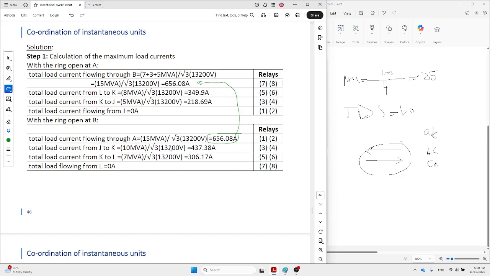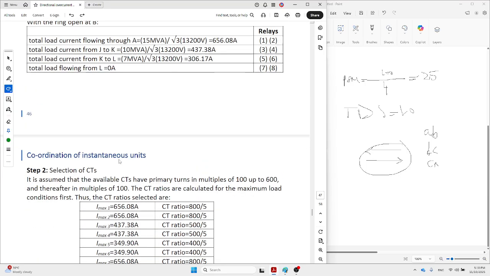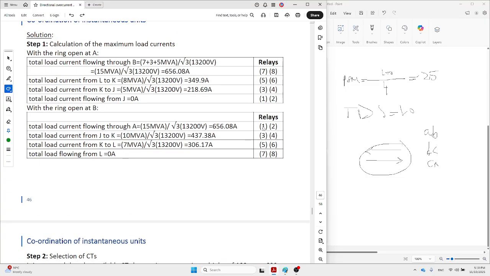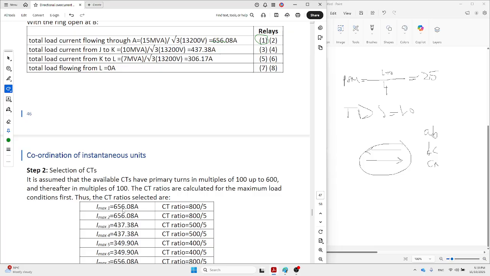So you can do the other calculation by yourself. It's not a tough one. In order to find out the maximum current for relay number 1, just look here. Here relay number 1 maximum current is this value. Here maximum current is 0. So which one is bigger? Of course, it's very clear. So 650, you can choose 700. Here they chose 800.